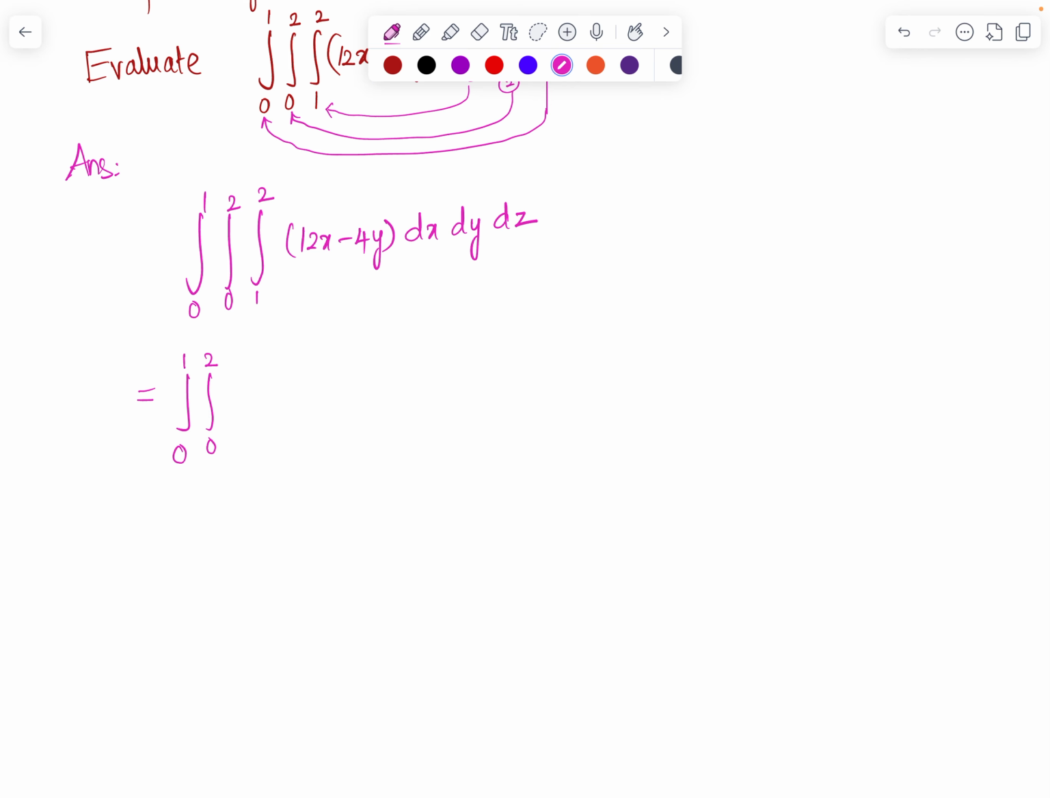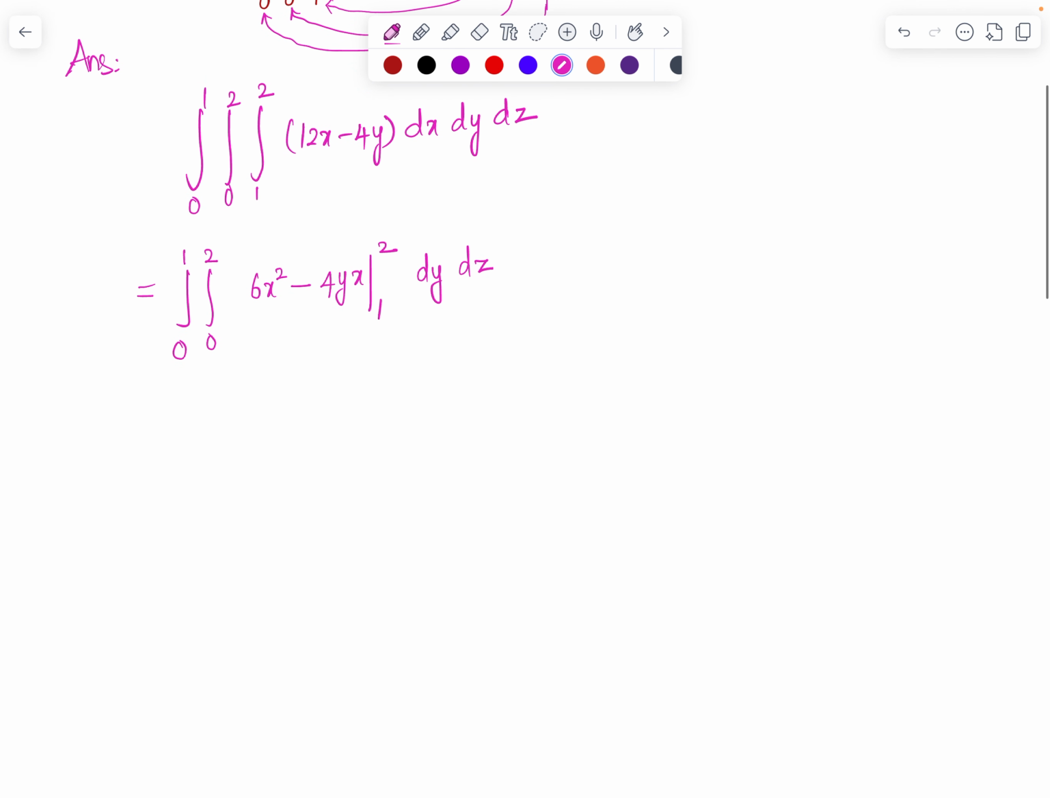So what do you get here? So 12x, when you integrate, it is 6x square, because the derivative of 6x square is 12x. So minus, here there is no x, so what you have to do, you have to add x. So 4yx within the limit 1 to 2. The remaining I have to write, so dy and dz.